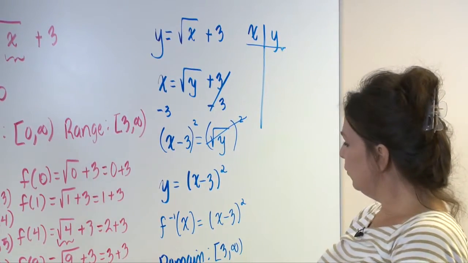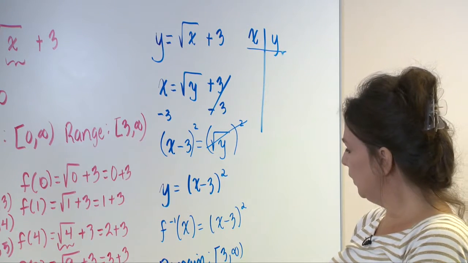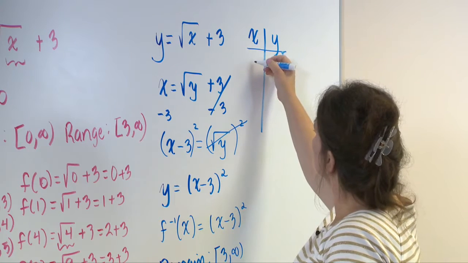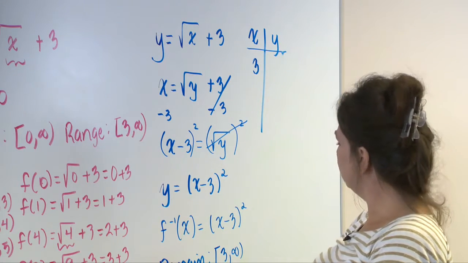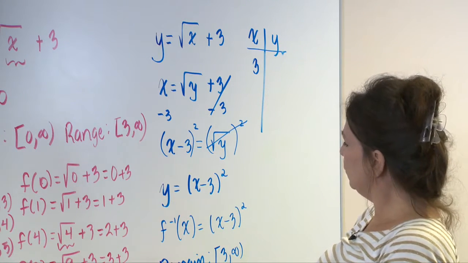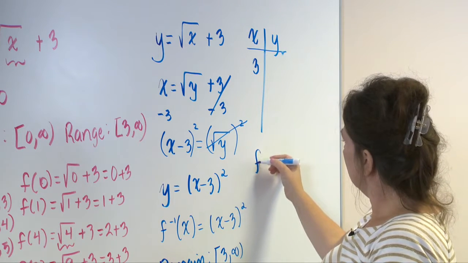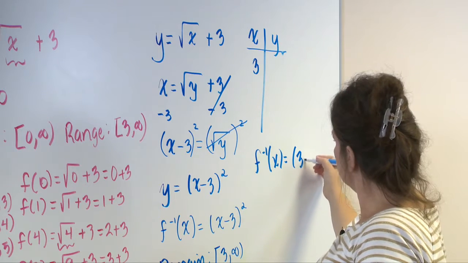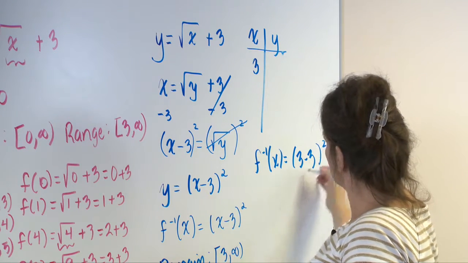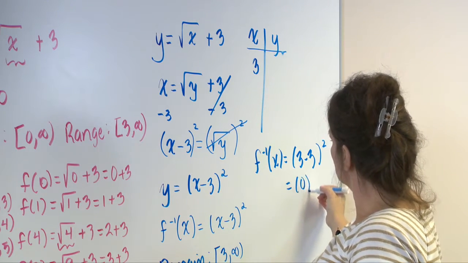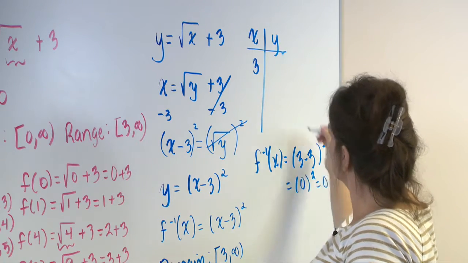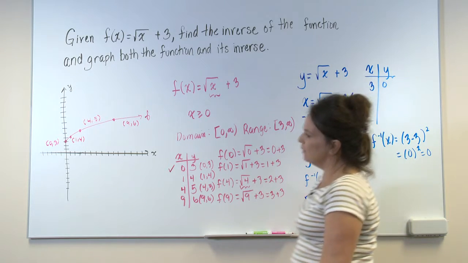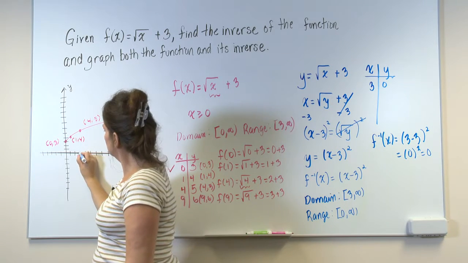Picking some values for x. Here I'm told what I can select for x, 3 to infinity. Selecting the first value, 3, and plugging it into the inverse function. f inverse of x is equal to (3 minus 3) squared, which gives us 0 squared, or 0. And so we have the ordered pair (3, 0). And I'll come over here and I'll plot that point.